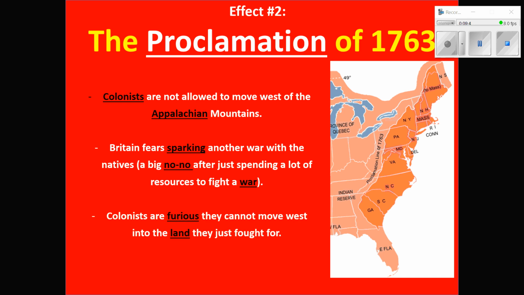However, that made a lot of the colonists pretty upset because they thought, hey, we just fought in this war for 7 years. And one of the main reasons we fought in this war was to get access to the Ohio River Valley over here. So they didn't really listen to this Proclamation of 1763. A lot of colonists moved into that Indian Reserve anyway.